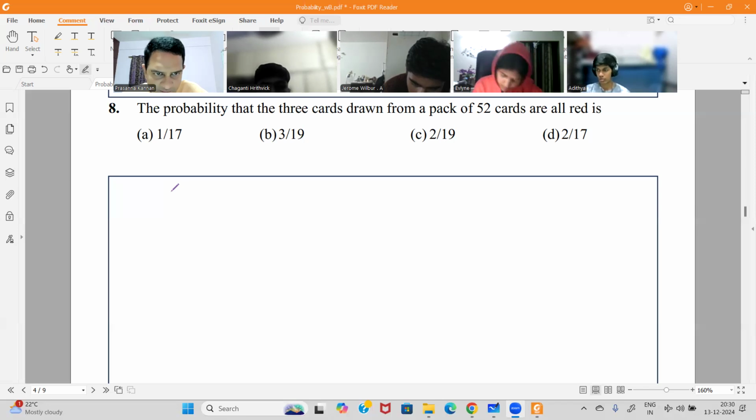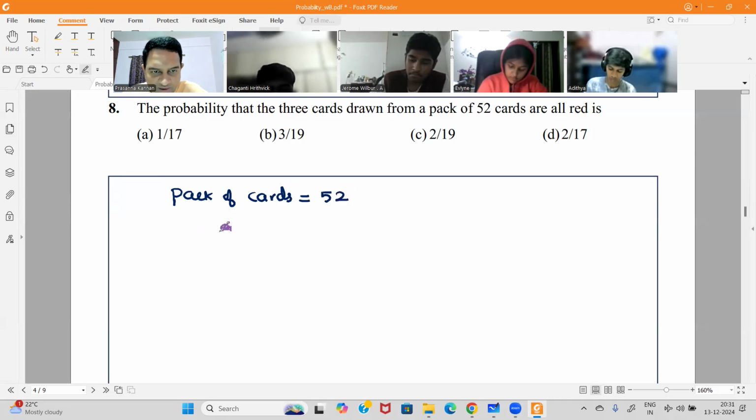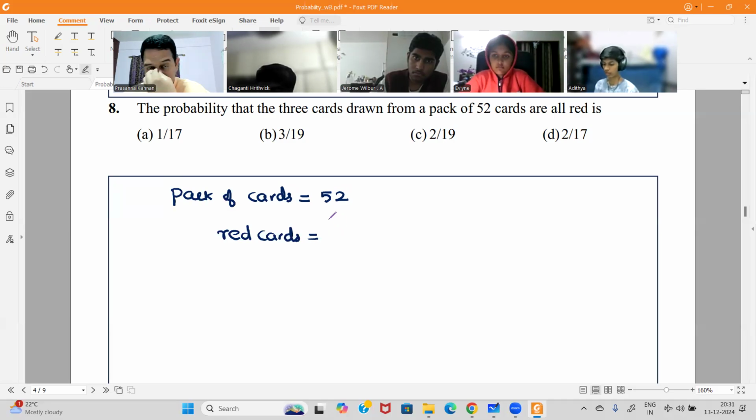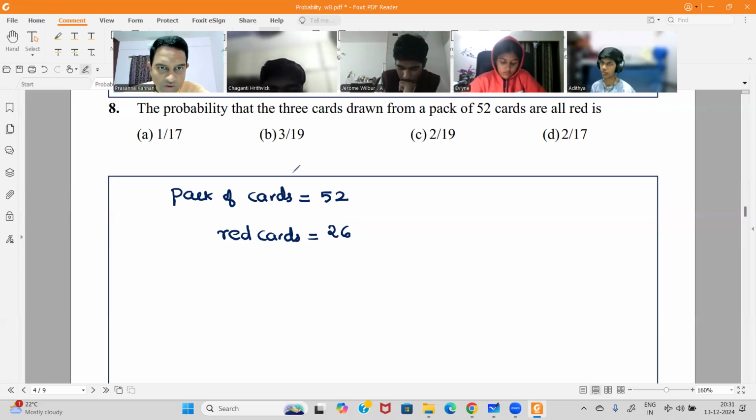In a pack of cards, how many total cards are there? 52, sir. 52 are there, correct? So there are 52 cards in the pack. And how many red cards do we have? How many black cards we have? Half of it, 26. 26 red cards will be there, 26 black cards will be there. Is it clear? Yes, sir. Now, I'm going to pick, see here, what is the probability of picking one red card?